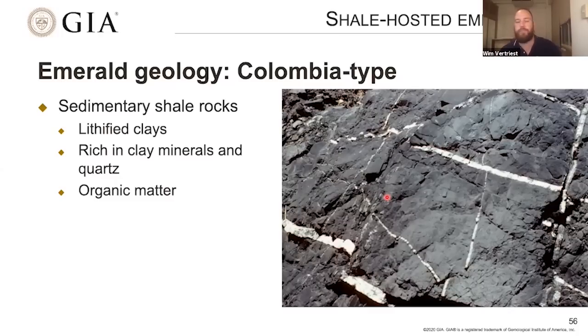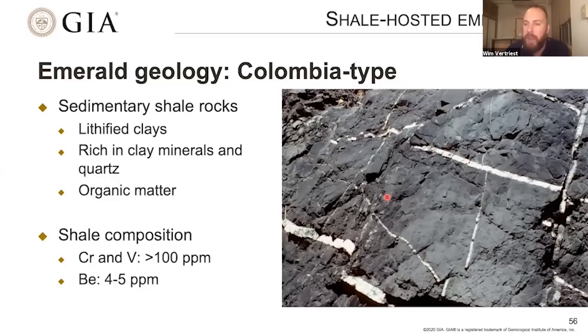Now, if we look a little bit more emerald focused on this shale and look at the ingredients for our emeralds, we're looking for chromium and vanadium to make it green, but those are around 100 parts per million, so very rare. But the most important ingredient that we need to form our emeralds, to form those beryl crystals, is actually beryllium. And beryllium, there's only 4 to 5 parts per million. So there's a little bit more than the average, but almost nothing, almost negligible.